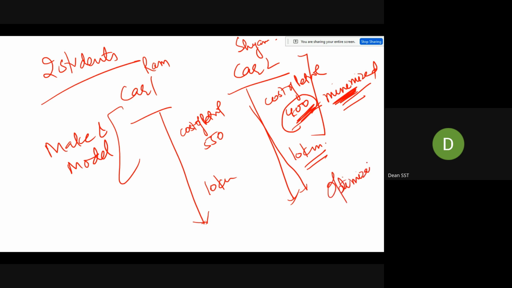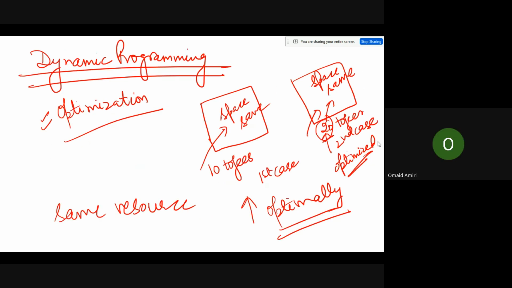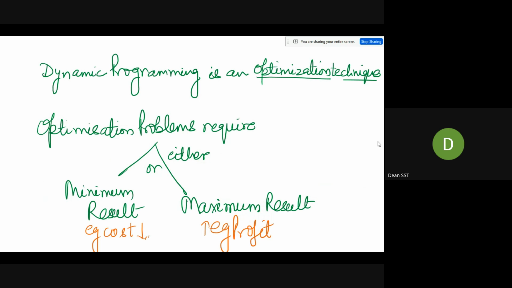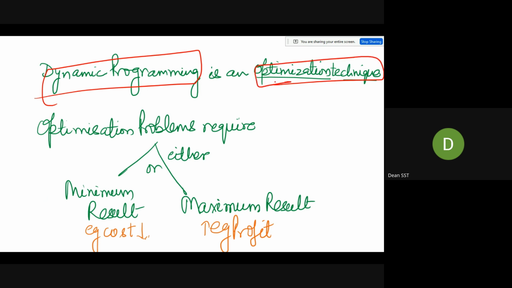Now optimization is clear. It means maximize positive outcomes and minimize negative ones. So this is optimization. Dynamic programming is based on an optimization technique. Optimization problems are of two types. Minimum, that is, we have to minimize.